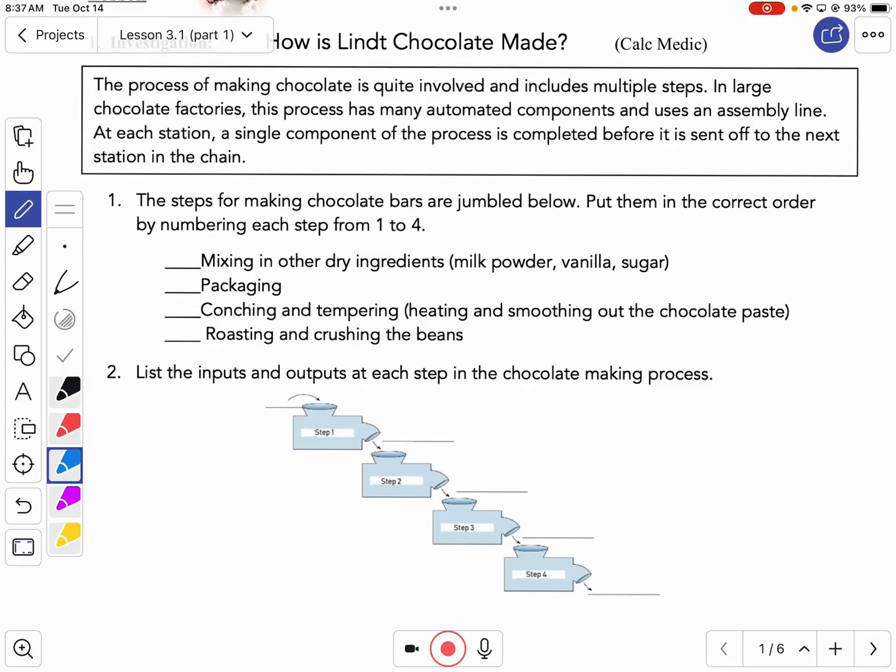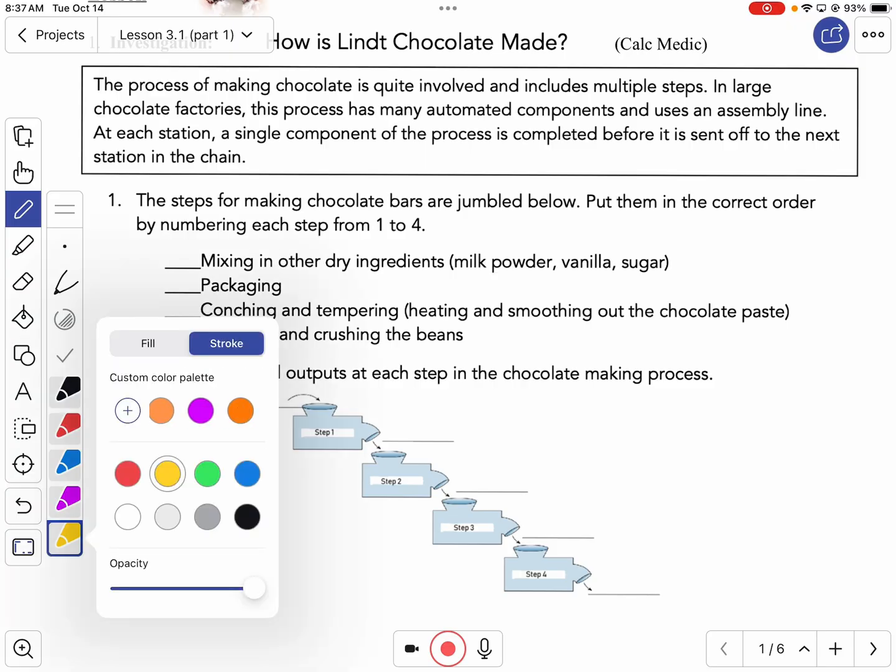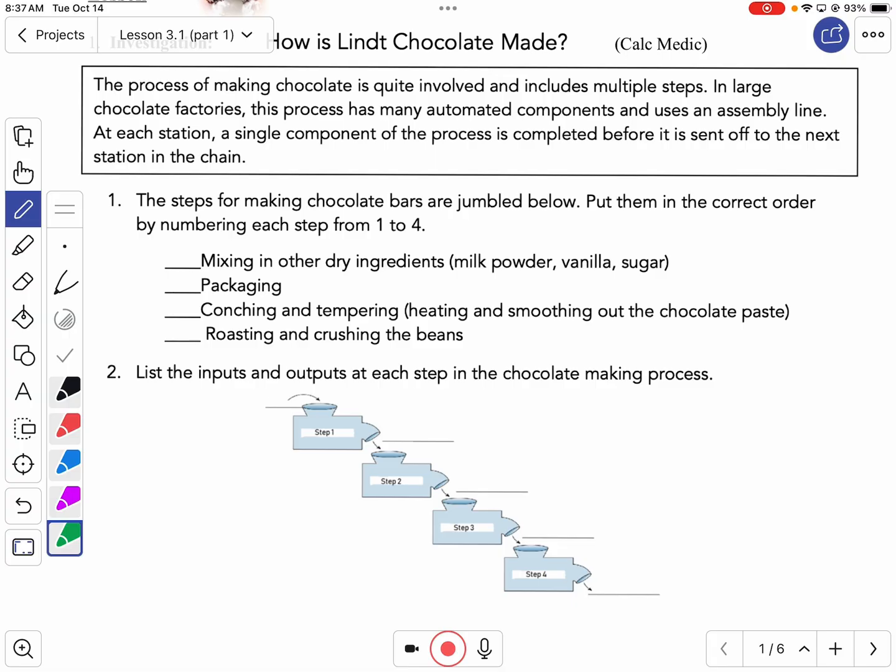Go, rock and roll. So first thing we want to do is to put our steps in order. What do you think step one? I would agree. Okay, we're going to roast and crush the beans. All right, then what might we do? Mix in the dry ingredients, temper it, and then package it.